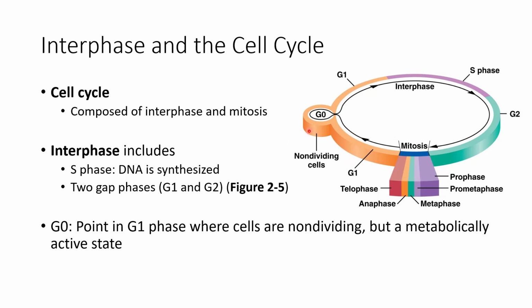You'll notice there's also this gap 0 phase. Some cells don't divide. Let's say we take a neuron. Once it's developed, it's really not going to divide anymore. For the most part, it's not replicating into others. So it goes into a stage in which it just stays in gap 0 and it's just maintaining normal cell functions. It's not trying to grow anymore. It's not trying to get bigger so it can divide. It just stays in that stage.